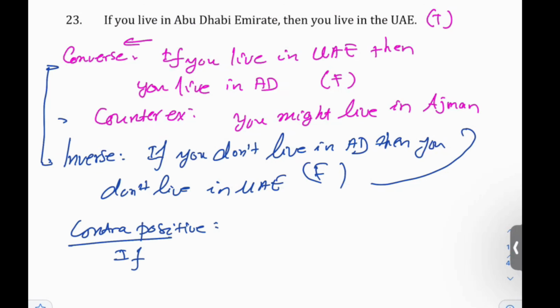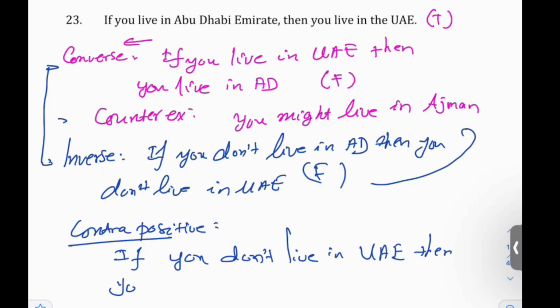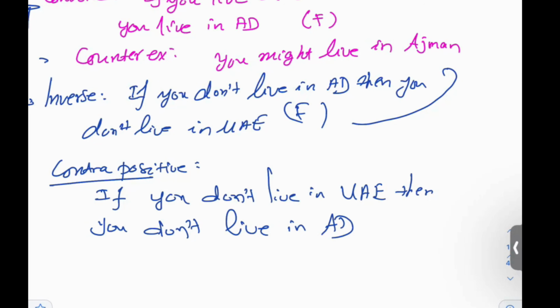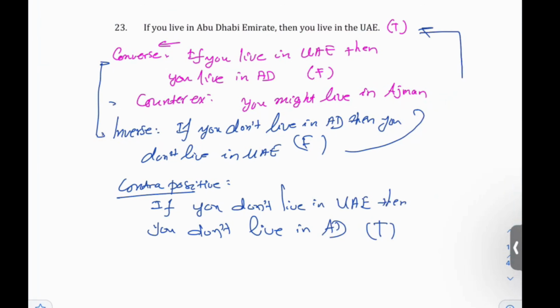And it is, if you don't live in UAE, then you don't live in Abu Dhabi. Yes, because if you are not in UAE, you cannot be in Abu Dhabi. So this is true. And this is because it's also logically equivalent to the original conditional statement. And this and that are logically equivalent, as we said.